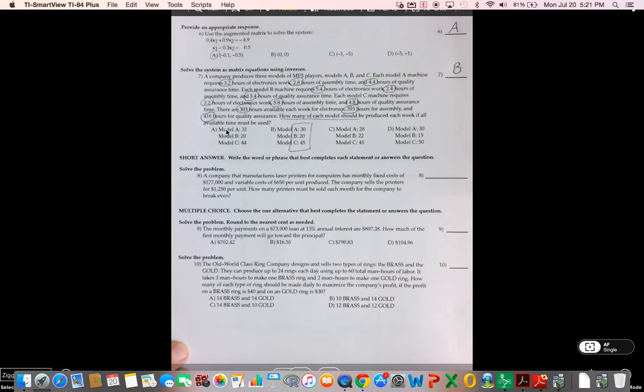All right, number 8. A company that manufactures laser printers for computers has a monthly fixed cost of $177,000 and variable cost of $650 per unit. The company sells the printers for $12.50 per unit. How many printers must be sold each month to break even?